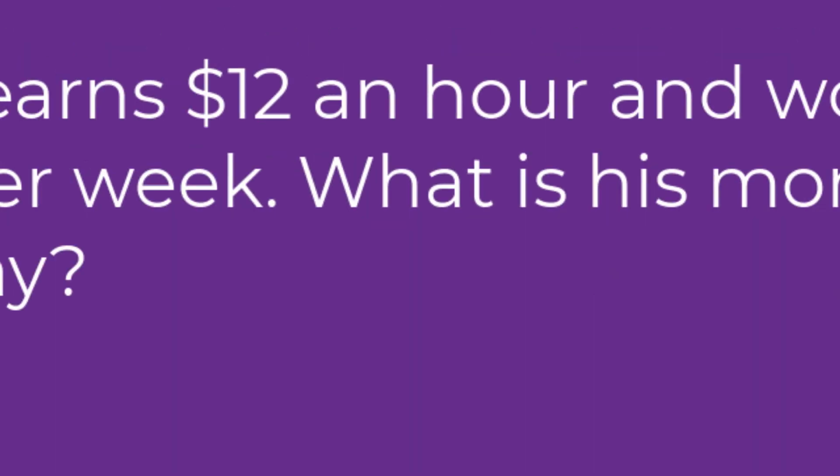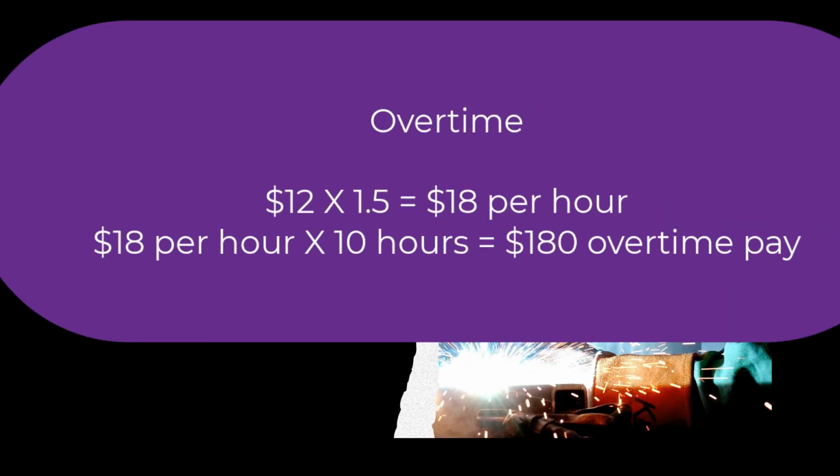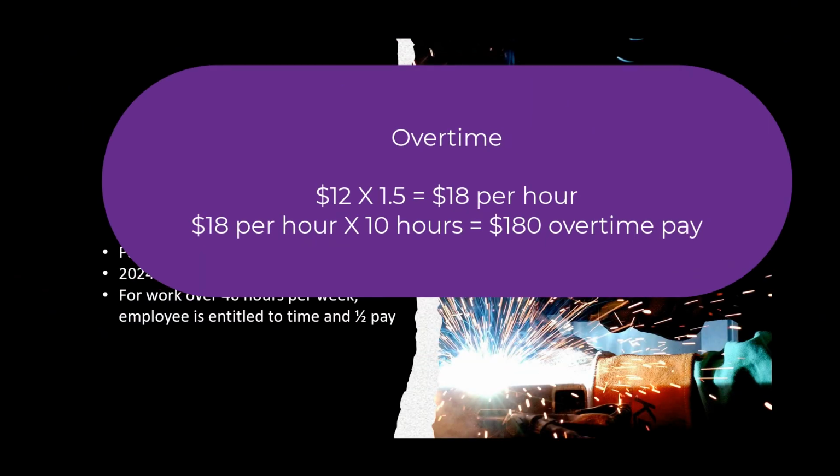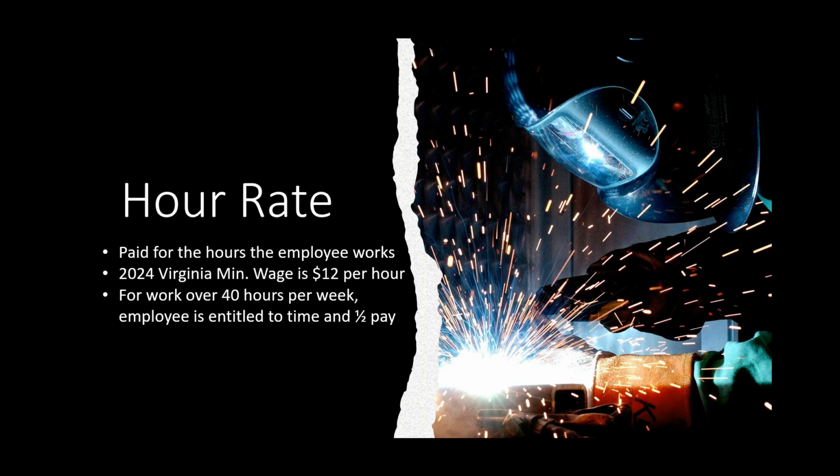Scenario 2. Arnold makes $12 an hour for 50 hours a week. What is his monthly earnings? Since Arnold works over 40 hours a week, he is entitled to overtime, which is time and a half. Here it would be $18 per hour for 10 hours a week, totaling $180 per week. Step 1. Calculate annual earnings.